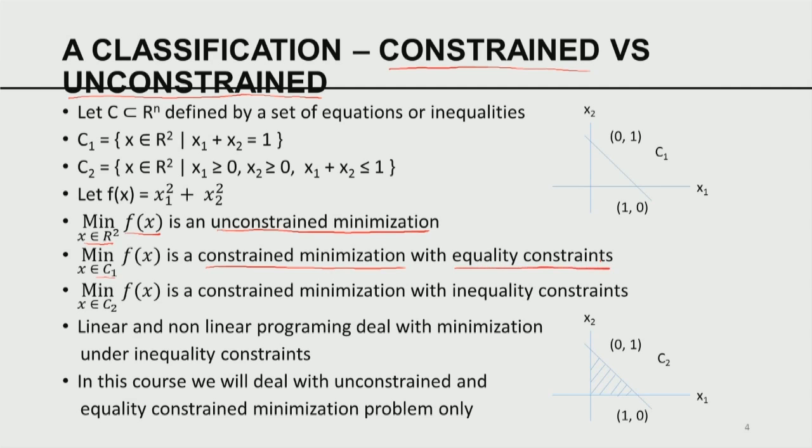the equality constraint. So this is an equality relation. x1 plus x2 is equal to 1 is an equality relation. There are infinitely many points that satisfy that equality. So I am interested in minimizing f of x not over the entire x but along that particular line.